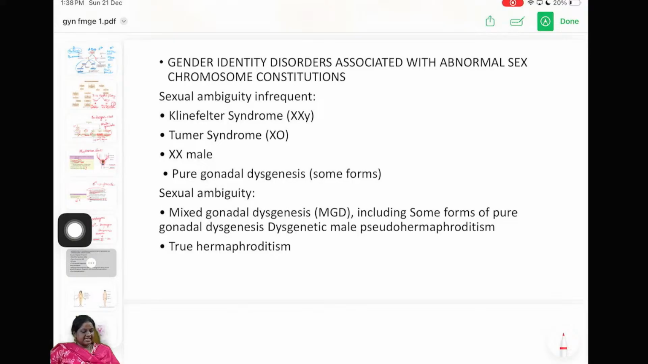There are other gender identity disorders associated with abnormal sex chromosomes. For example, XXY is called Klinefelter's, and Turner syndrome is XO. All these are abnormal sex chromosomes. That is, genetically the sex is a problem. Genetic sex is a problem. You understand?